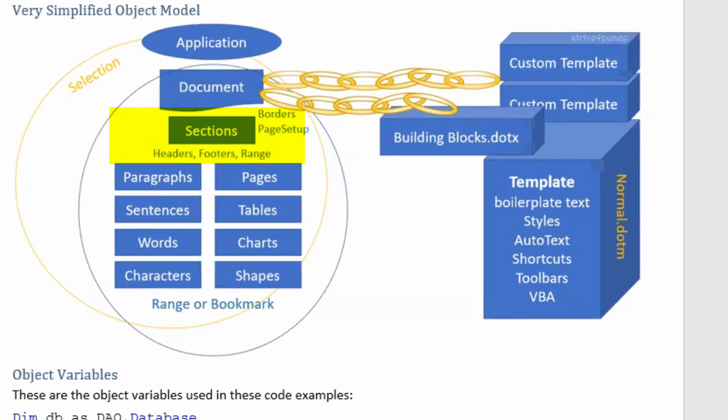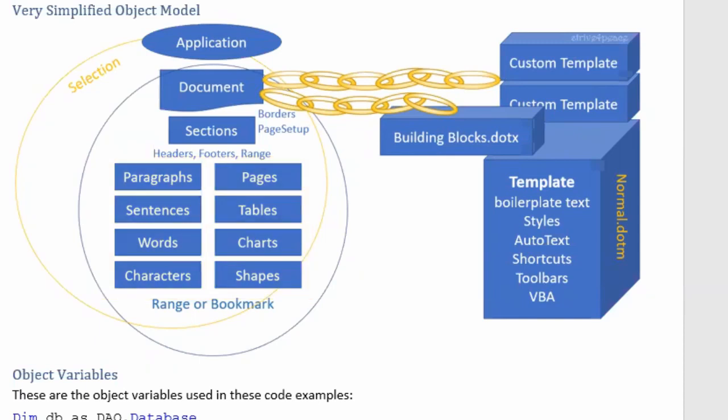Most people just have one section in their whole document, but you can divide documents into sections. Then each section can have different headers and footers. It can be a different orientation. So you can put landscape page into a document that's mostly portrait pages. In section, we have paragraphs, sentences, words, characters. Then we also have pages and lines, depending on where things break. And we have all kinds of other objects, tables, charts, shapes, too many more to put on this diagram.